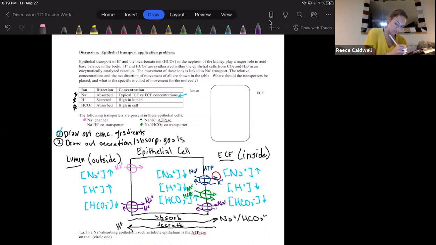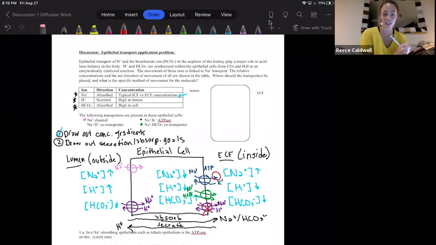And hydrogen is going to be moving out because we're trying to secrete it. So one last time, take a second to decide which one you think is correct, which side it should be in. And this is the last time I will tell you, the incorrect one is this one, because we want to secrete hydrogen. We want to get it out of the body.